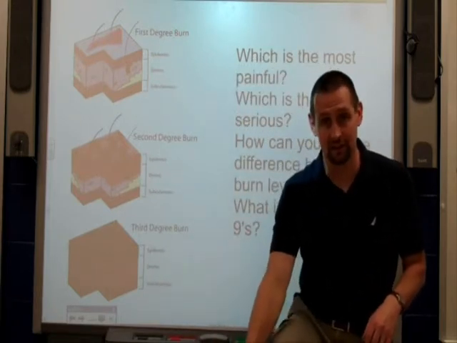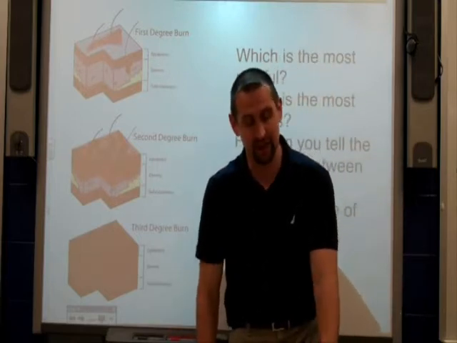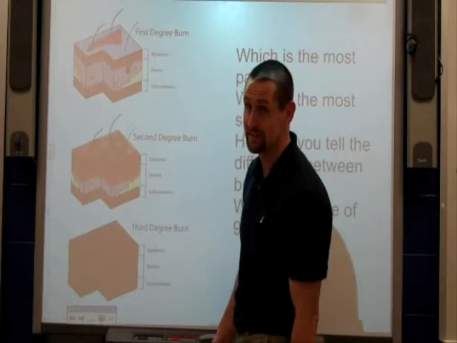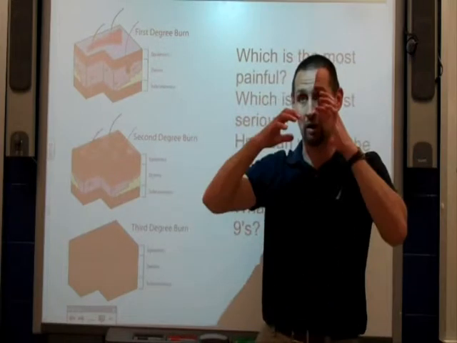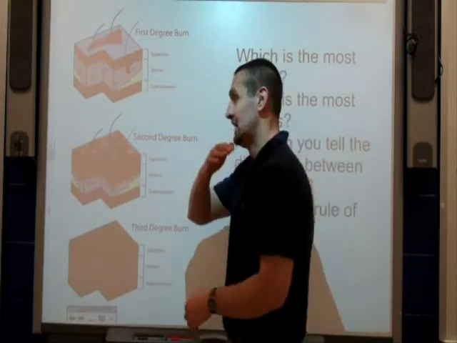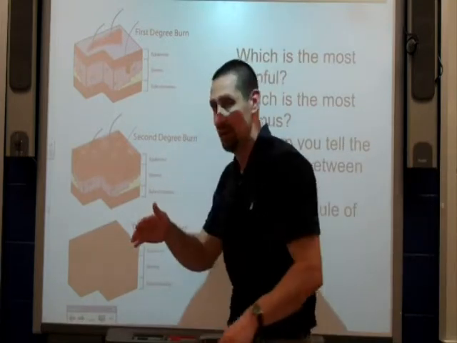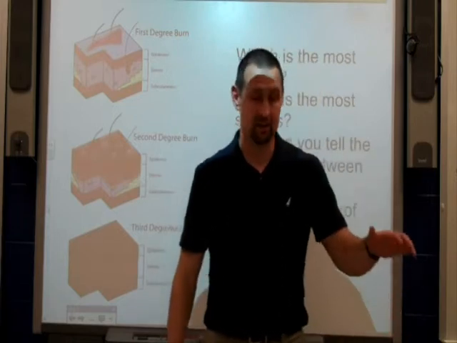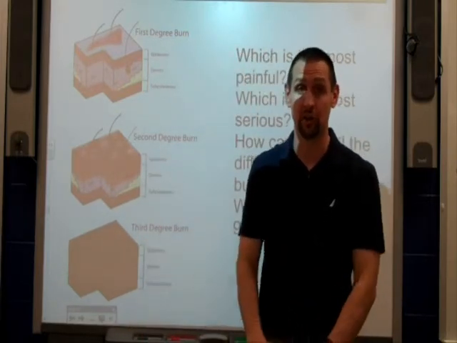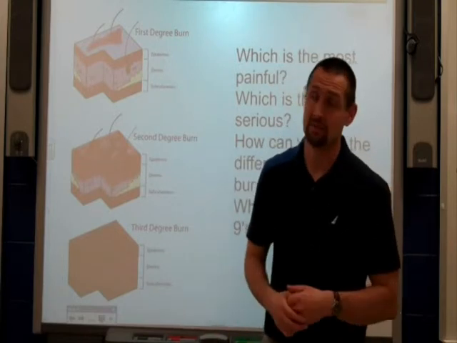The front of your leg, 9%. The front of the other leg, 9%. The back of the leg is 9%. The back of the other leg is 9%. So count it out. So this is 1, 2 for an arm, 3 for an arm, 4, 5, 6, 7, 8, 9, 10, 11. So that's 99%. And your groin is the last 1%.